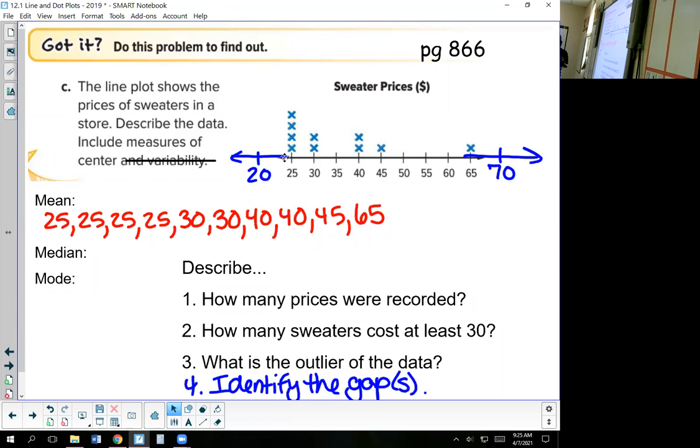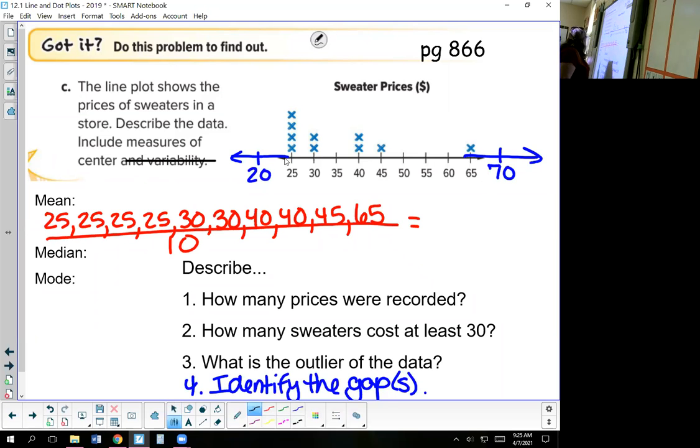Four quarters is $1, so put 100. Two 30s is 60, two 40s is 80, and then add 45 and 65. I'm just saying that'd be the easiest way I would do it. How many X's do we have, by the way? 2, 4, 6, 8. You got 10? You guys get 10 numbers?